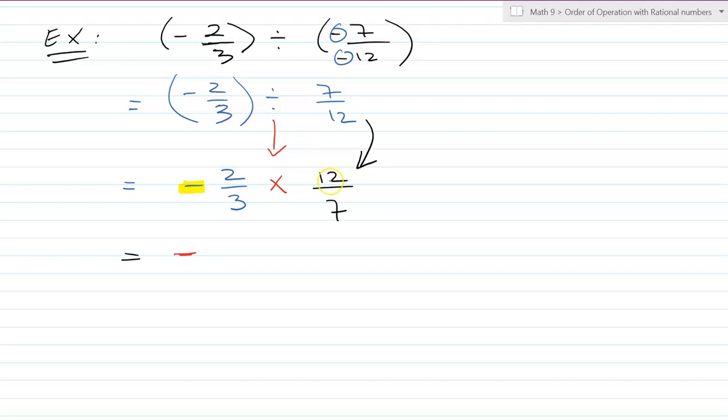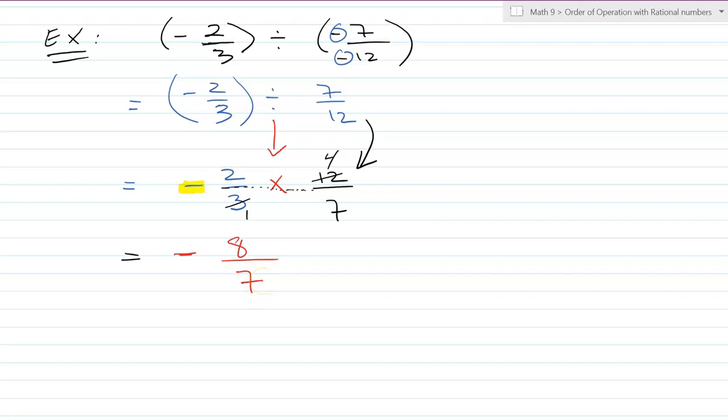So what does that mean? Do you see 12 is on top here and 3 is in the denominator, and you can think of these fractions as extending right through like that. So you can do 12 divided by 3. 3 goes into 3 once, 3 goes into 12 four times, and now we have negative 2 times 4, so we got the negative there. 2 times 4 is 8, and 1 times 7 is 7.